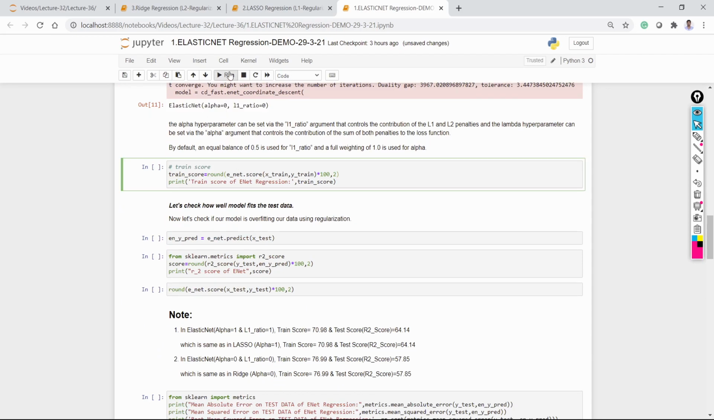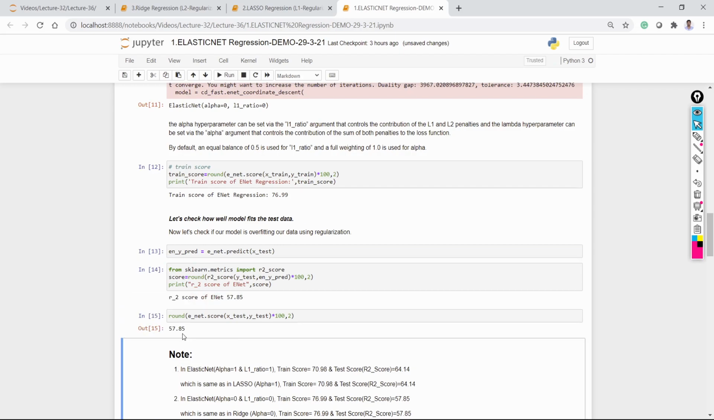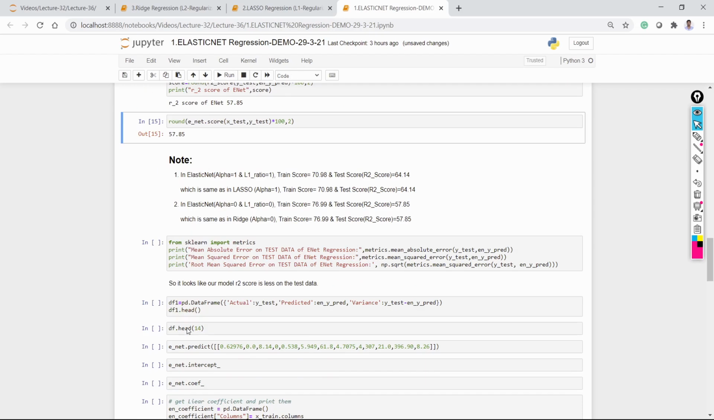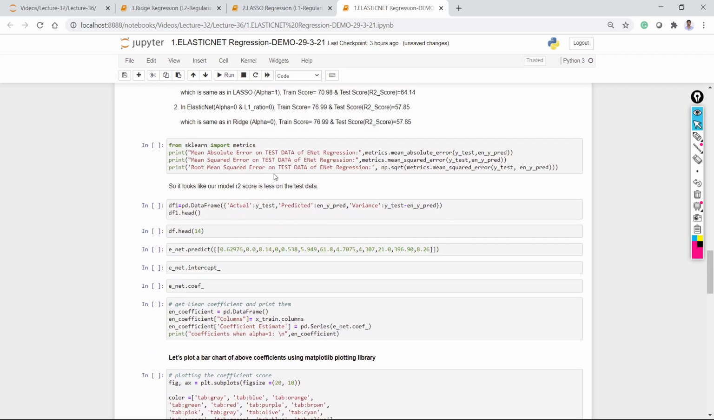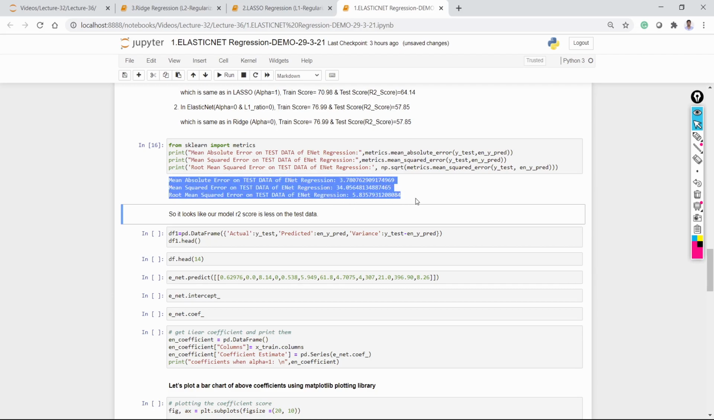If you train the model, you will get the train accuracy 76.99, and if you execute this, this is the test score. The test score is 57.85. If you want to see other evaluation metrics like mean absolute error, mean square error and root mean square error.